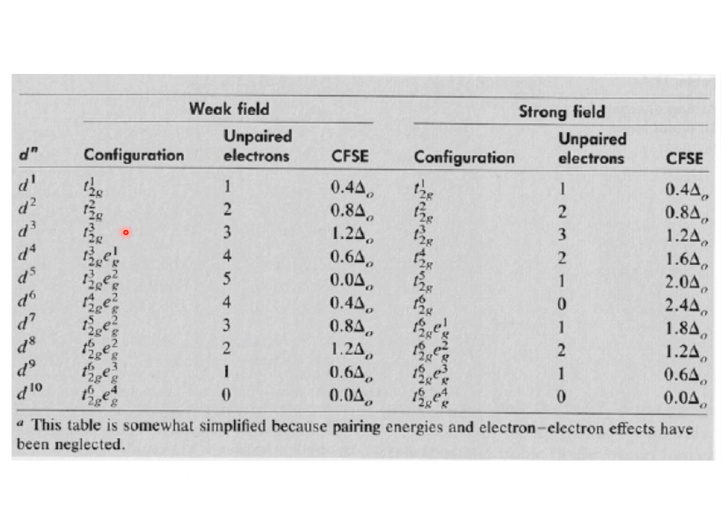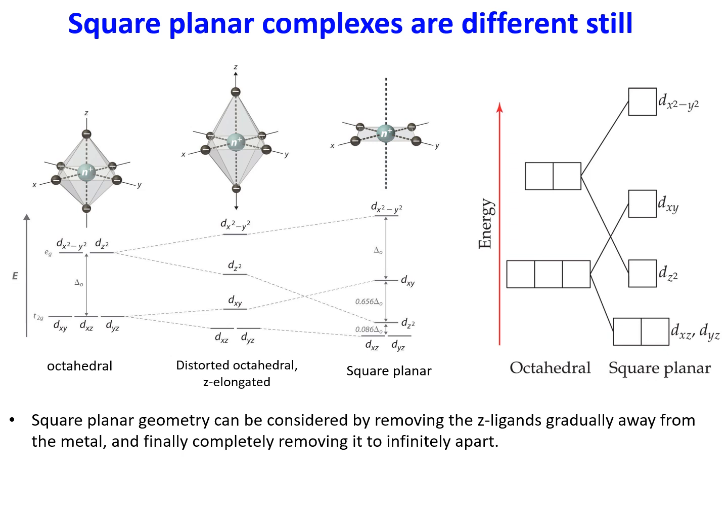Again the same explanation only. Here you can see d1 to d10, how the electronic configuration will be, the number of unpaired electrons, and then we have to calculate the crystal field stabilization energy, both for weak field as well as strong field. d1 to d3, there won't be any change. Even for d4, the configuration differs only from d5. So in case of square planar complexes also, by removing the electron gradually away from the metal and finally completely removing it to infinitely apart.